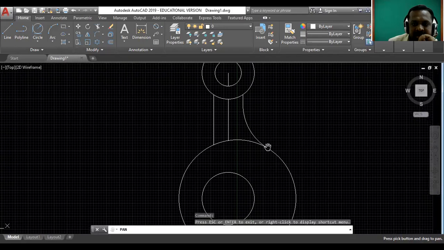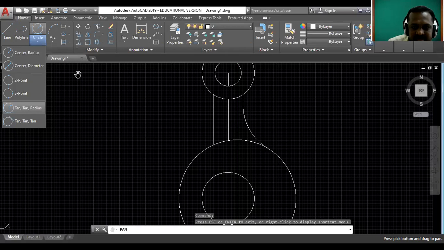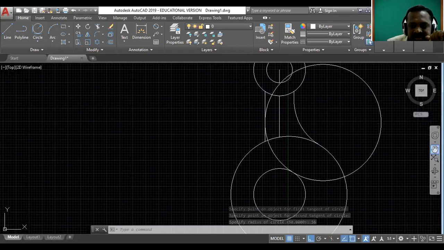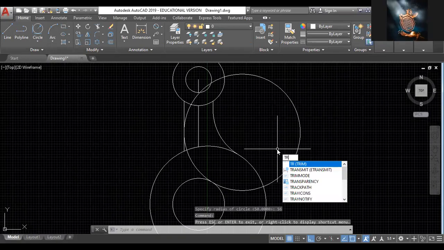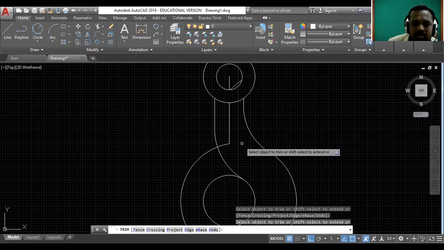Then, again, see here. Again, we can draw this curvature. This curve again we have to draw, and this curve touches this small circle. What is the radius of this curve? 56. Again, here we have to use which command? Tangent radius circle command. Go here, select the tangent radius circle, select this quadrant point, and give 56. Then press TR, double enter and trim. Okay, understood?